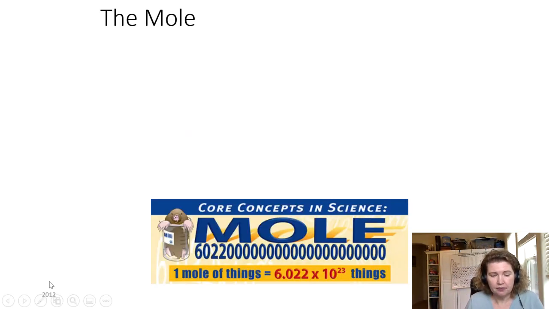So, okay, first of all, what is a mole? A mole is, if I can borrow a term, 602 hexillion. That's actually a number, but you can see it written in the bottom part of this slide, 6.022 times 10 to the 23rd things.